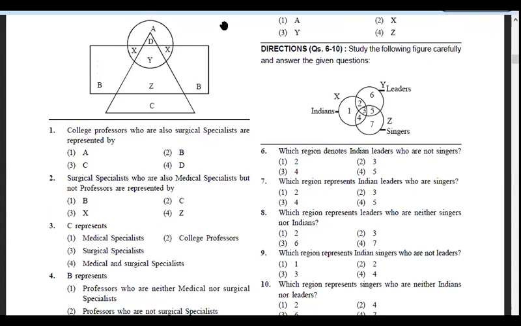Right? So let's have a quiz. Wait, I'll just see if we have a quiz or not.